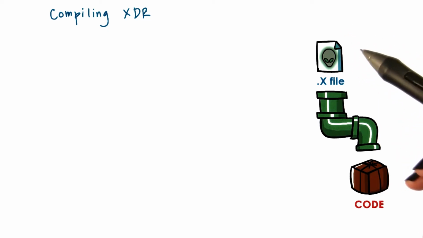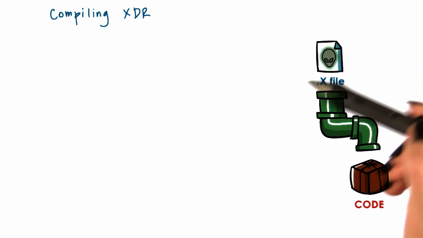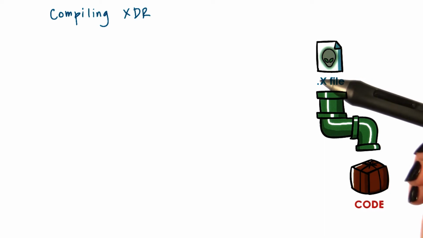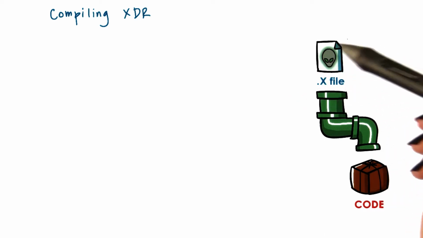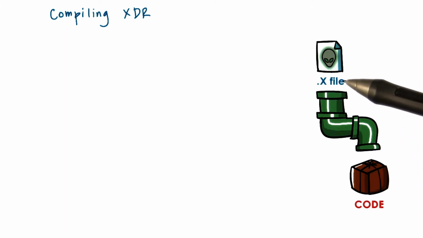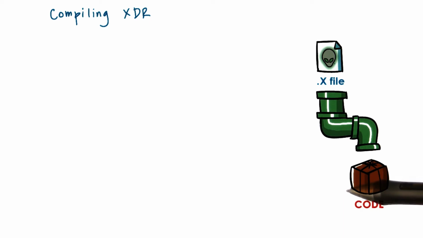Let's show how you actually compile a .x file. Assume that we're using the same squared example as in the previous videos, and the .x file for that example is square.x. You'll see that by using this .x file, we will automatically generate a bunch of the code that's used for the client and the server-side processing.